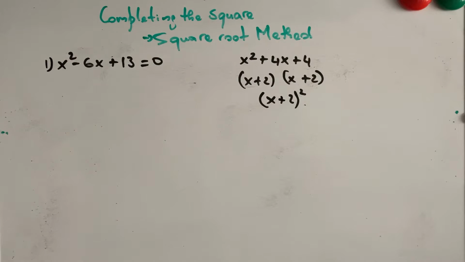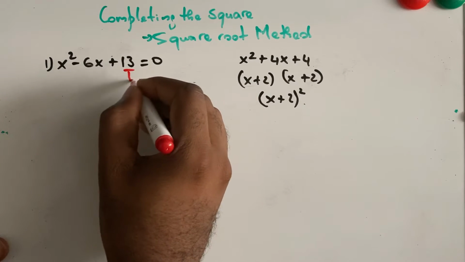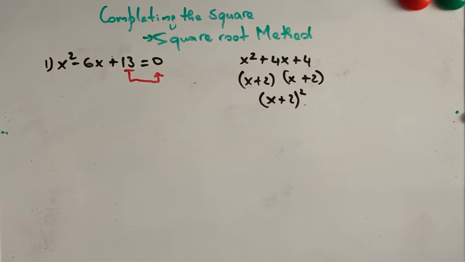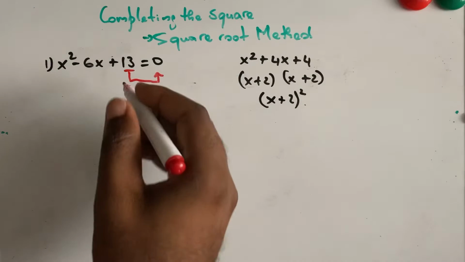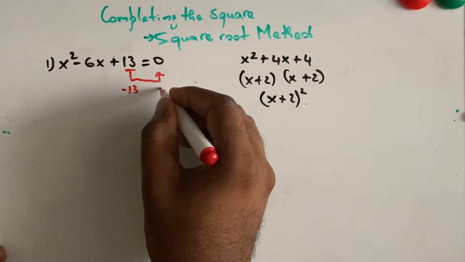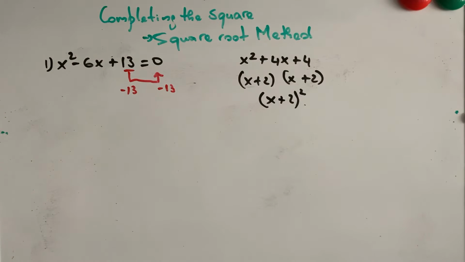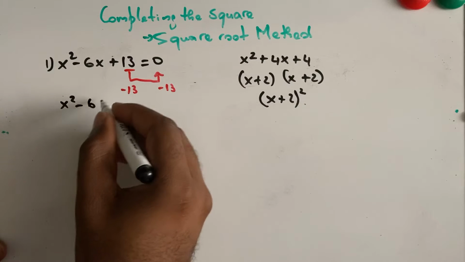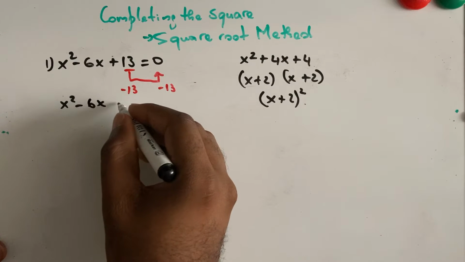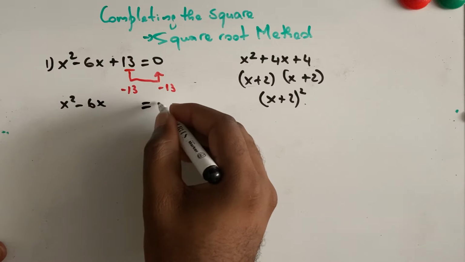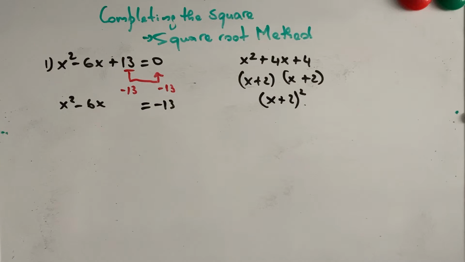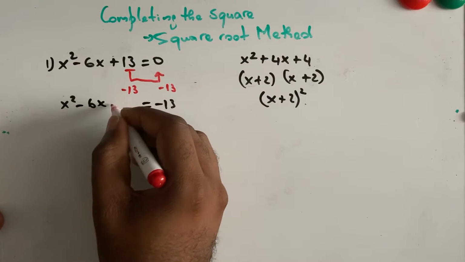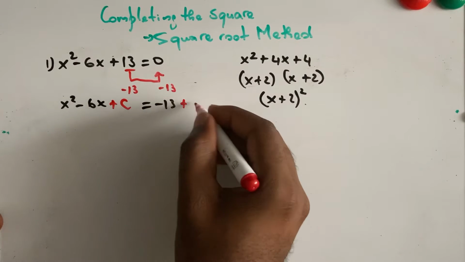The problem is that the 13 here is not the right number. So we have to move it to the other side. That means I'm going to subtract 13 from both sides. And if you do that, you will get x squared minus 6x equals negative 13. Now, I'm leaving a space here because I need the number that would make it a perfect square trinomial. I'm going to put plus c since I don't know the number yet, okay?